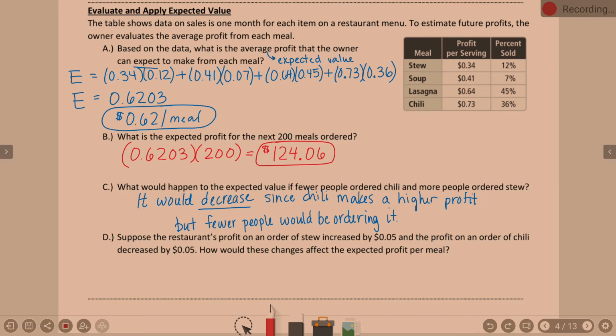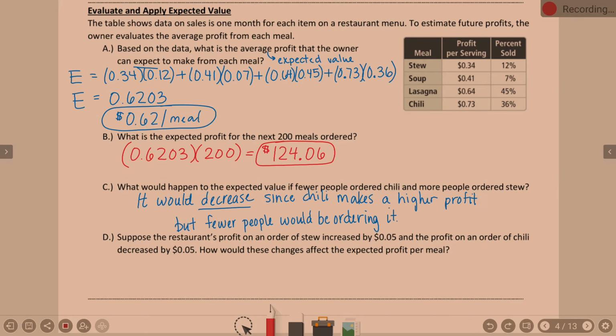Thinking logically. I know, always the key word there, thinking logically. Thoughts? The money made on chili would decrease. What? The money made on chili would decrease. Or money made on stew would decrease.